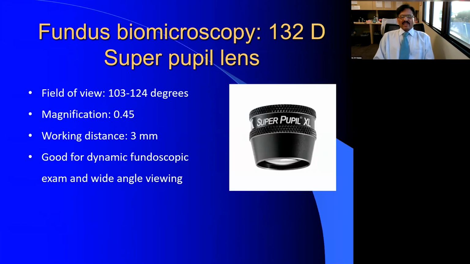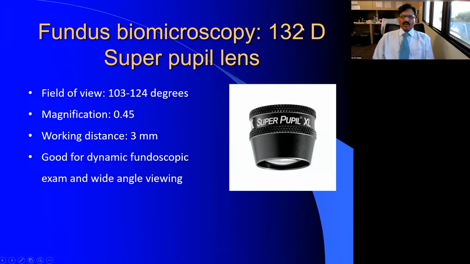So my favorite lens is basically 130 diopter. We call it a super pupil lens. The advantage of it is you can get a good view even through a very small pupil or in an air-filled eye, or a complicated cataract. This is a good lens for examination.